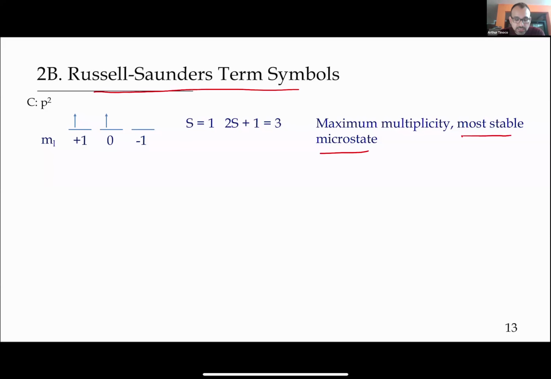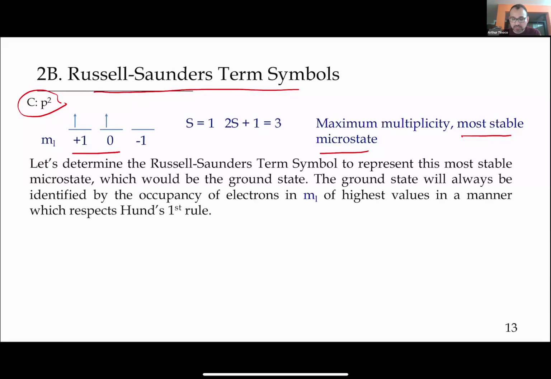Okay, so what you need to do is, given the particular system, so in this case we have a P2, we are going to put those 2 electrons so that it follows Hund's rule. And so it turns out that by putting those 2 electrons in the highest values of M sub L, you're going to be able to define always the most stable microstate. Because remember, Hund's rule is that you want to maximize the number of unpaired electrons. So we're going to keep them unpaired. All right, so here, then, the ground state will always be identified by the occupancy of electrons in the M sub L of highest values in a manner which respects Hund's rule. So we put them in the highest M sub L and we kept them unpaired.